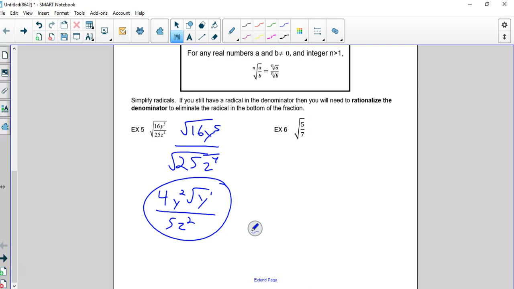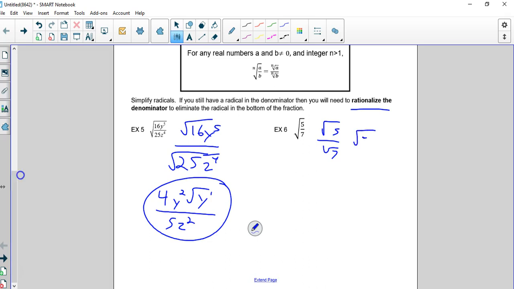Now notice it says if you still have a radical in the denominator, you'll need to rationalize the denominator to get rid of the radical. So what we have here is radical 5 over radical 7. Well, what it means to rationalize is multiply by itself.